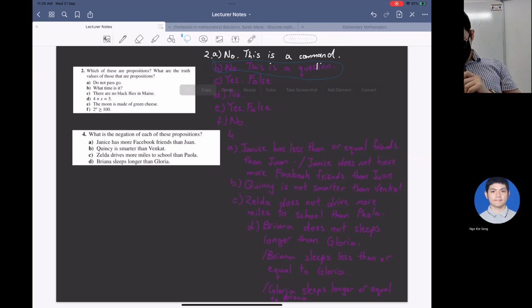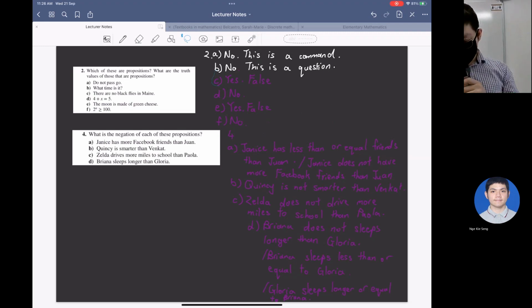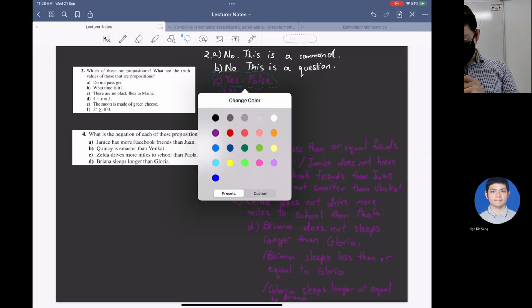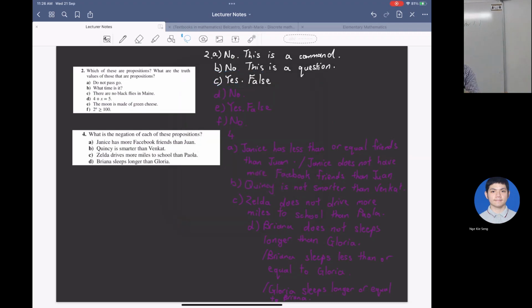There are no black flies in my knee. Yes, it's a proposition. So if it is a proposition, is it true or false? Either true or false. So if I assume there are black flies everywhere, then it is false. Very good. You guys are in the process of becoming computer engineers.